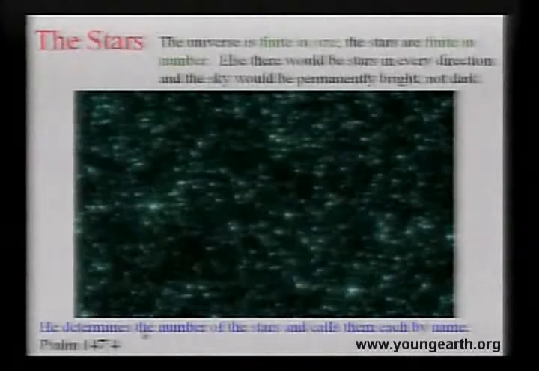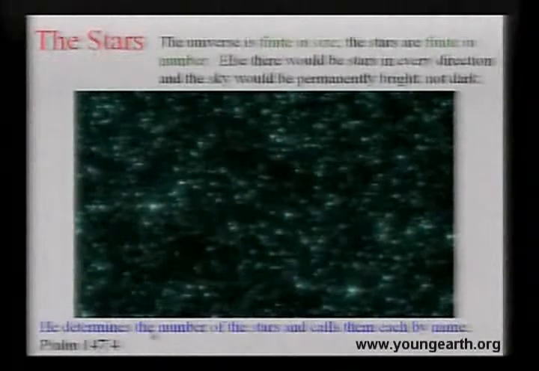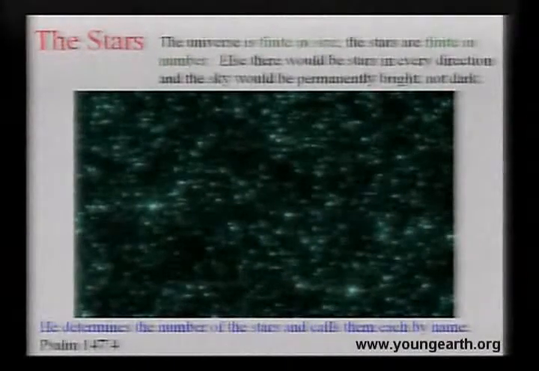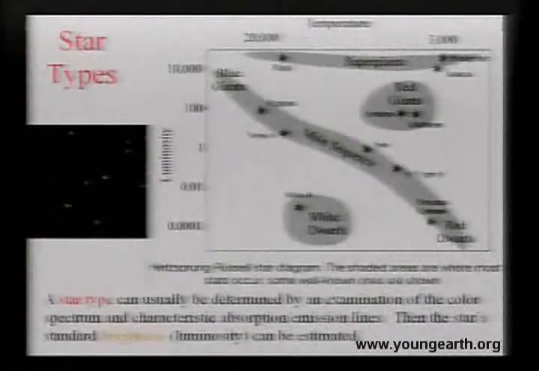Psalm 147: he, meaning God, determines the number of the stars and calls them each by name. And that certainly suggests a finite number of stars. Okay, some technical stuff from my astrophysics background. This is just basic astronomy, things that the astronomers have figured out over the last few hundred years.